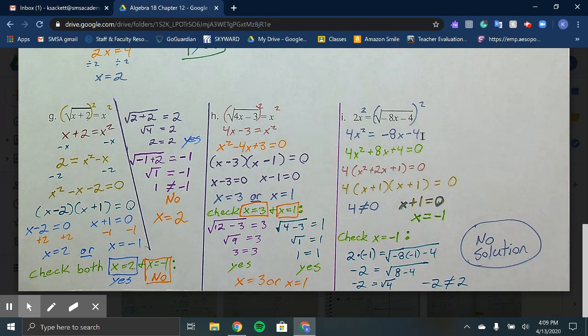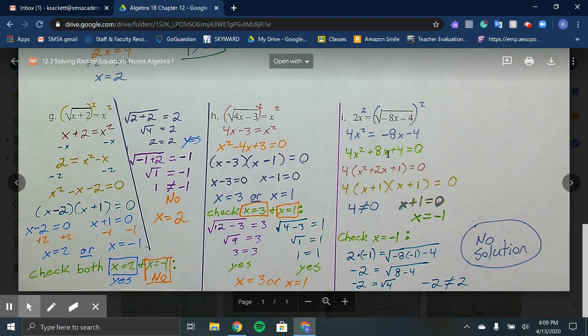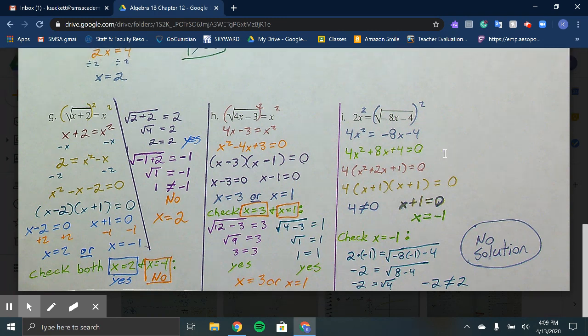Rearrange so it equals 0. 4x squared plus 8x plus 4 equals 0. And then in this case, we can factor out the 4. So 4 times the quantity x squared plus 2x plus 1 equals 0. Factor that trinomial, x plus 1 times x plus 1. On the outside, we still have the 4. Now, I know 4 cannot equal 0, so I don't need to worry about checking that. x plus 1, we have to set equal to 0, and that means x equals negative 1.